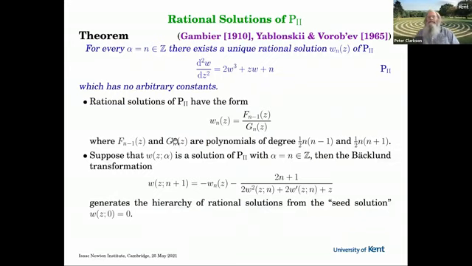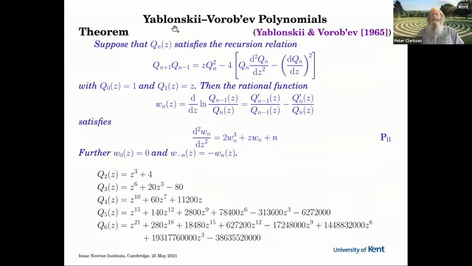And you can iterate the Backlund transform, or use the Backlund transformation to iterate to get the solution from n to n plus 1. And you can use the seed solution of 0, that when n is 0, you get 0. Now, what Jablonski and Laguerre did was they showed that you could express them in terms of polynomials defined by this recursion relation here, with Q0 is 1 and Q1 is Z.